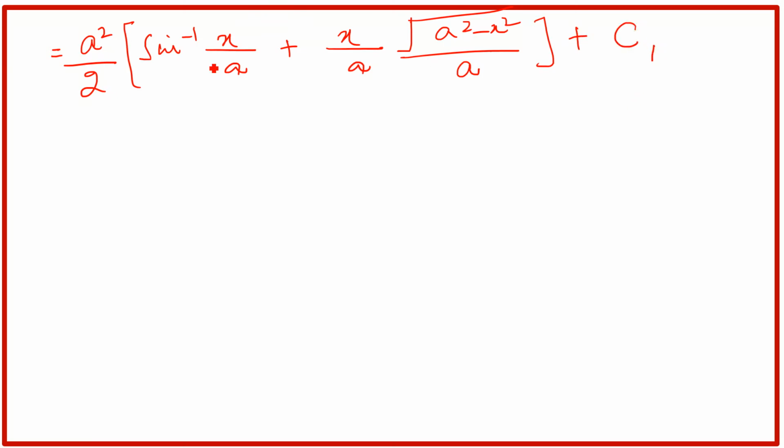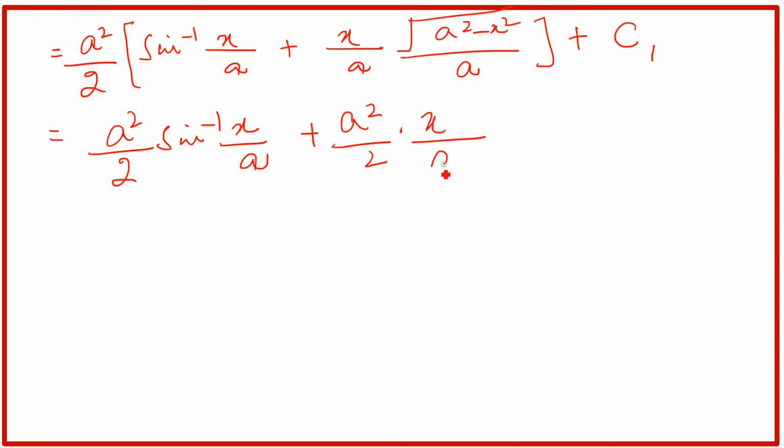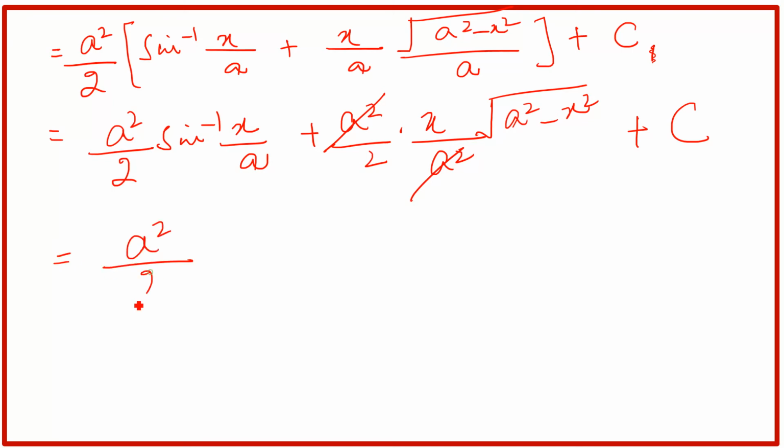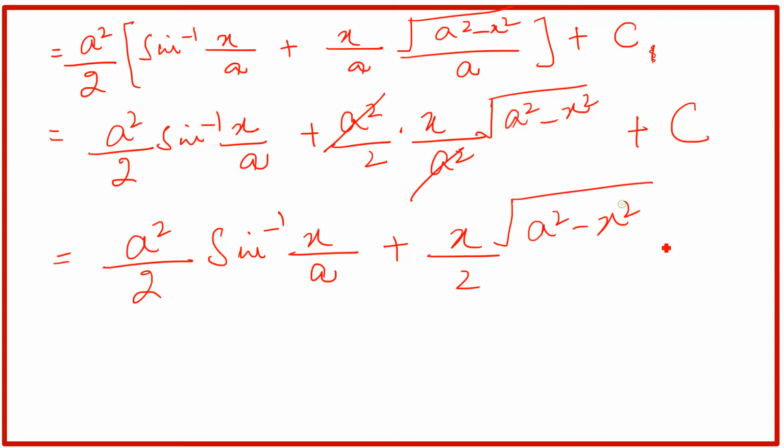Now a square over 2 will multiply both of these. So I will show you here: a square over 2 sine inverse x over a, and again a square over 2 multiplied by x over a, times the square root of a square minus x square, plus c. C or c1, whatever, only c is fine. So this a square will cancel this. What remains is a square over 2 sine inverse x over a, plus x over 2 times the square root of a square minus x square, plus c.